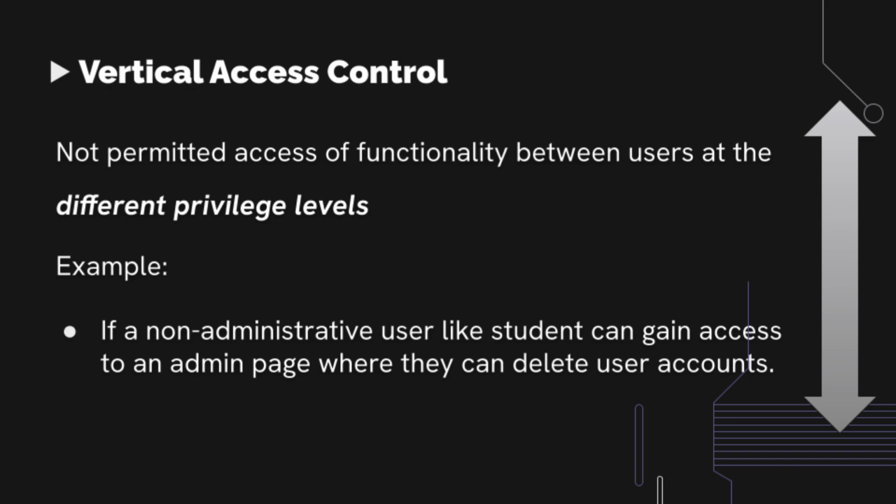Let's start with vertical access control. Vertical access control deals with access between users who have different roles or privileges. For example, a normal user can access regular features in an application, but admin-only functionalities or pages must be restricted. If a normal user can access admin APIs or admin panels by exploiting some vulnerability in the system, that's a vertical access control failure. The main goal of vertical access control is to prevent privilege escalation, where a lower-level privileged user tries to perform actions that should only be allowed for higher-level roles.